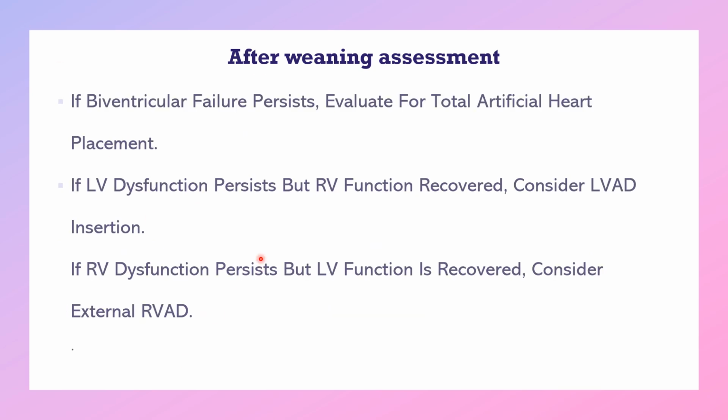After weaning assessment, if biventricular failure persists, we can evaluate for artificial heart placement or heart transplant. If left ventricular dysfunction persists but RV function has recovered, we should consider left ventricular assist device insertion. If right ventricular dysfunction persists but left ventricular function has recovered, we should consider an external right ventricular assist device.